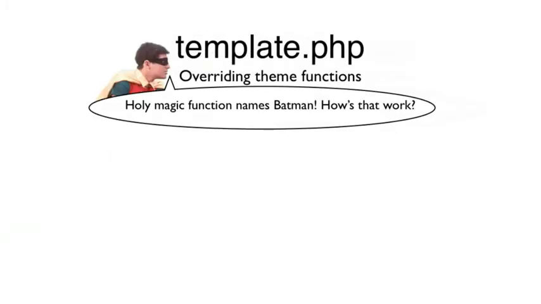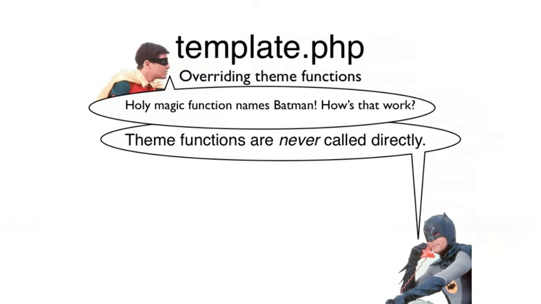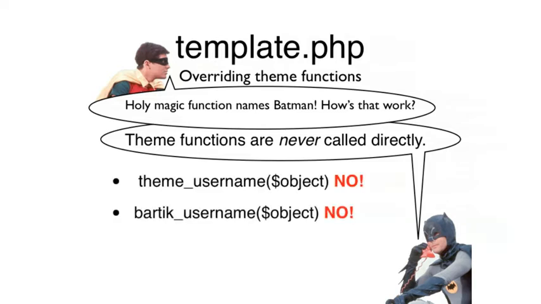Just by naming your function following a certain pattern, that's what gives you the power. So theme functions themselves are never directly called. You never call theme_username. You never even type in your modules to call a specific variation of it, like Bartik_username. You always utilize the syntax of printing theme, parentheses, and then in single quotes, whatever type of theme function that is.